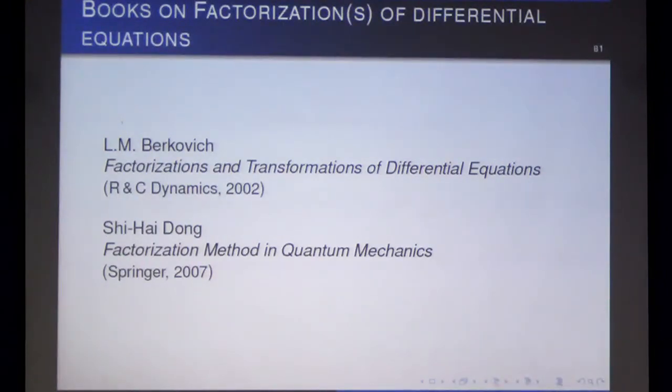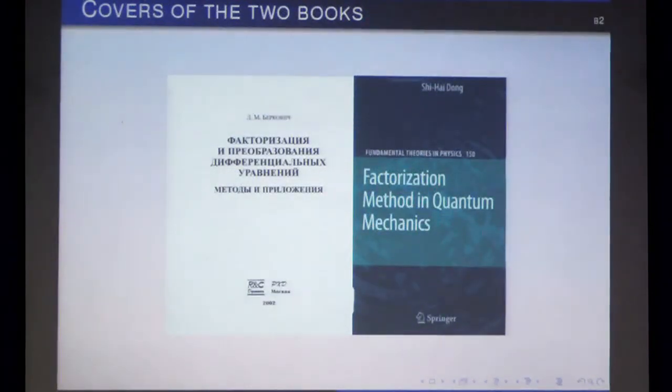The second book is the book of Shihai Dong, Factorization Method in Quantum Mechanics. It is a good book, again, a Springer book. So the book of Berkovich is from 2002. The book of Shihai Dong is a Springer book, 2007. Shihai Dong actually is here in IPN, yeah? I see. These are the covers of these two books. So you can see there. The book of Berkovich is published by a Russian book company in St. Petersburg, and the book of Shihai Dong.